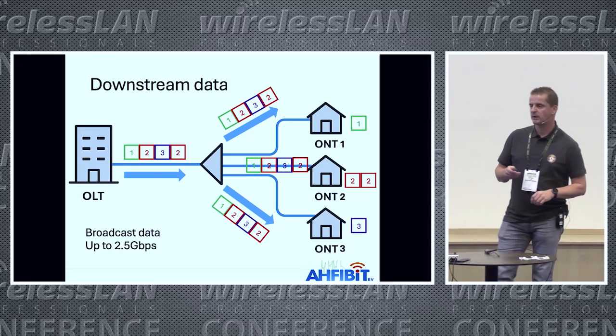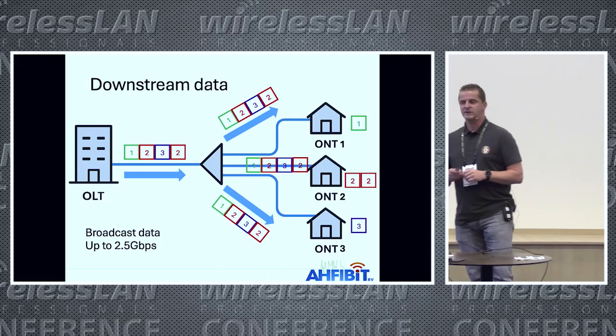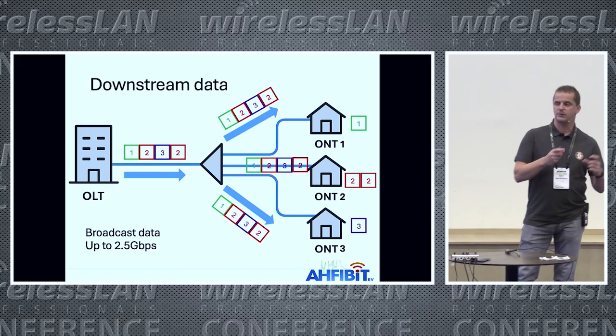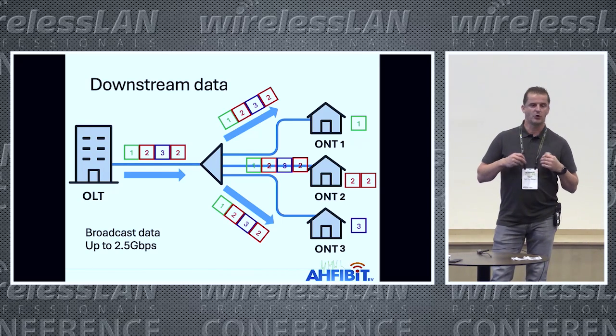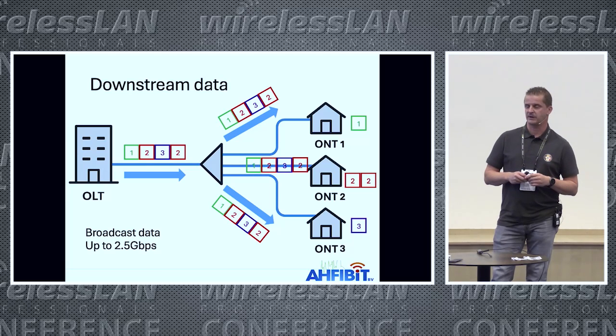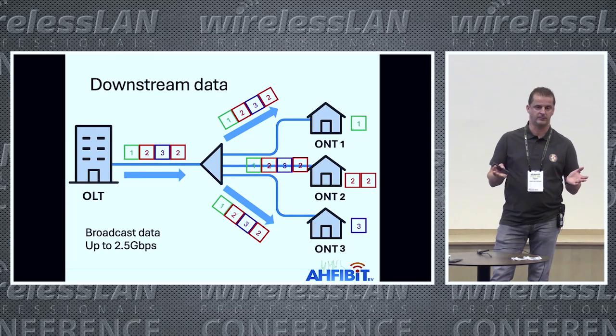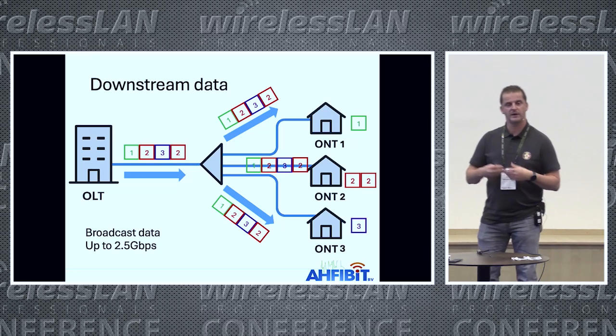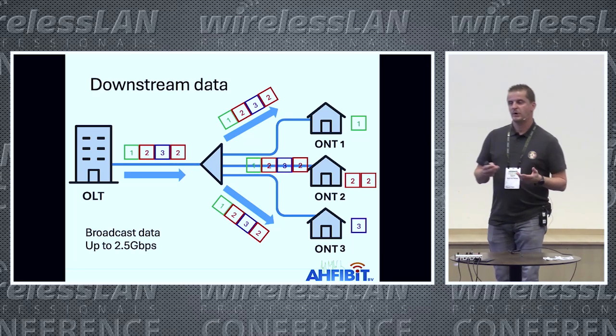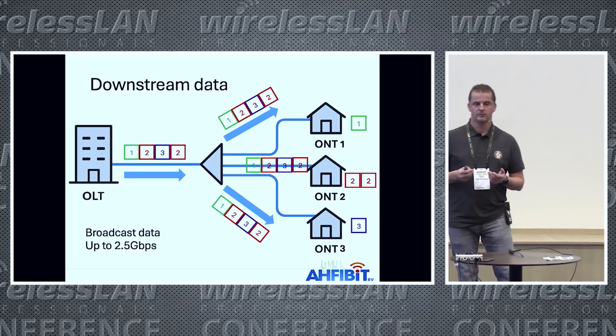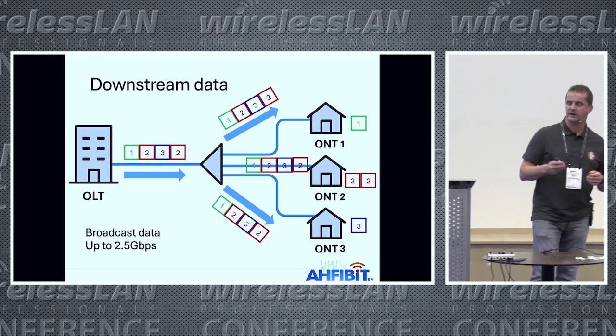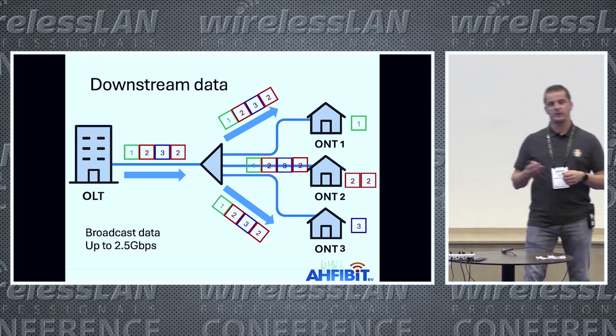Why is that? Well, for downstream data, the OLT, or your GPON switch in the main center, is broadcasting all the data on your fiber optic network. And in between, it's just a splitter. So it's broadcasting all the data over the network. With GPON, we can go up to 2.5 gigabits. So that's the maximum data rate there. With XPON, we can go to 10.